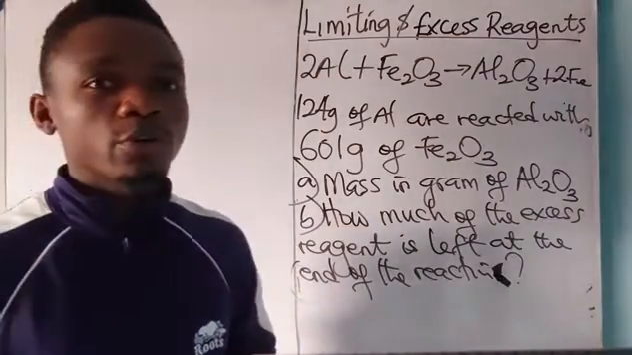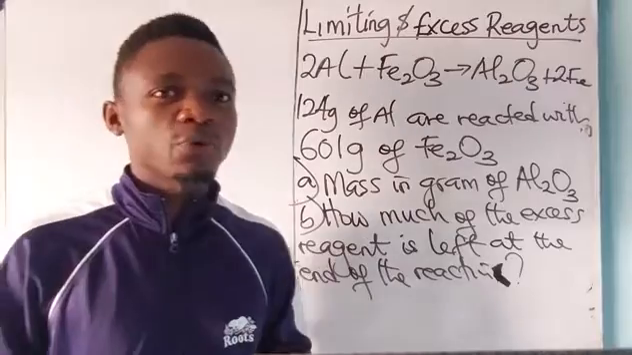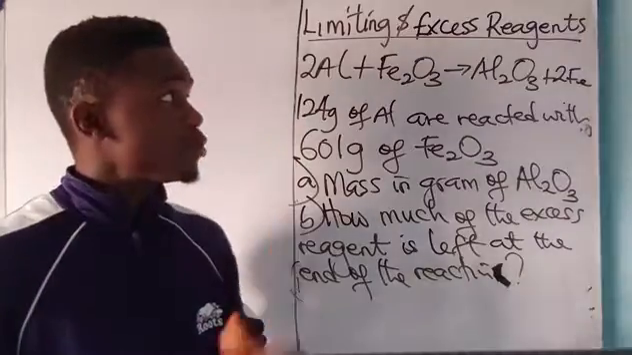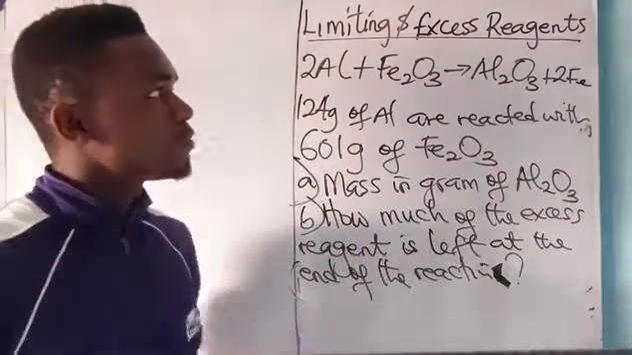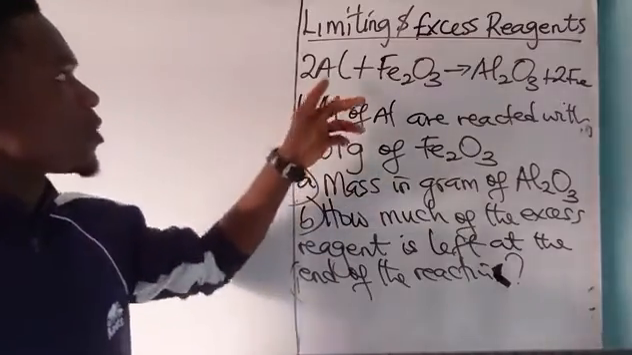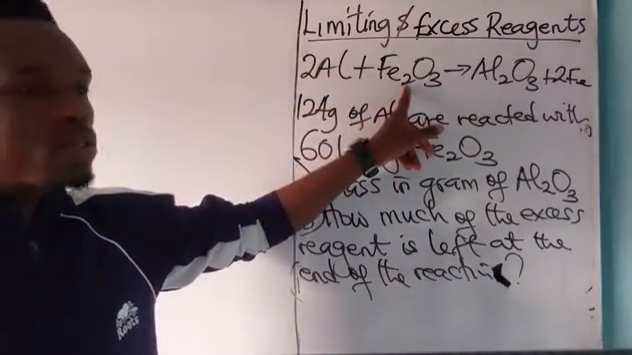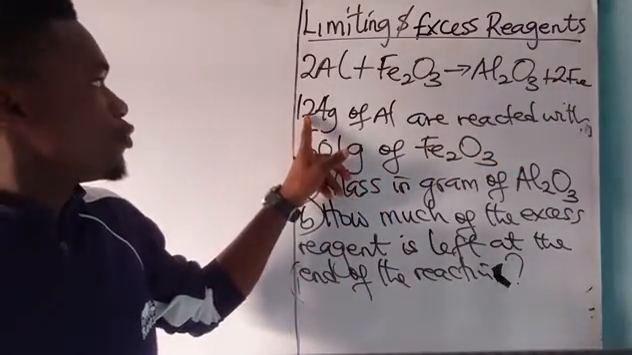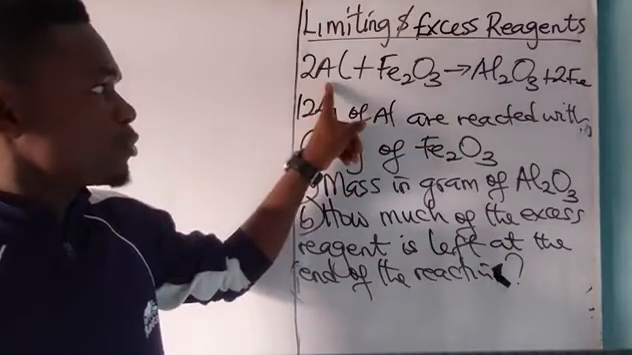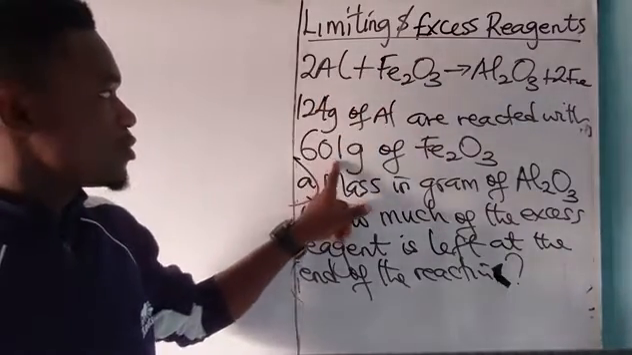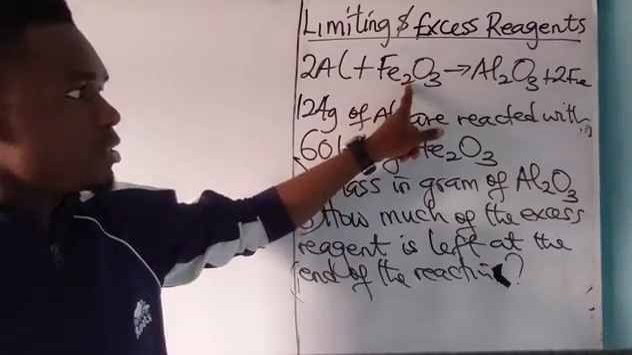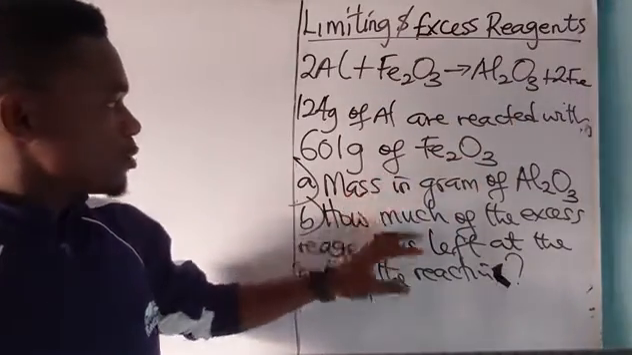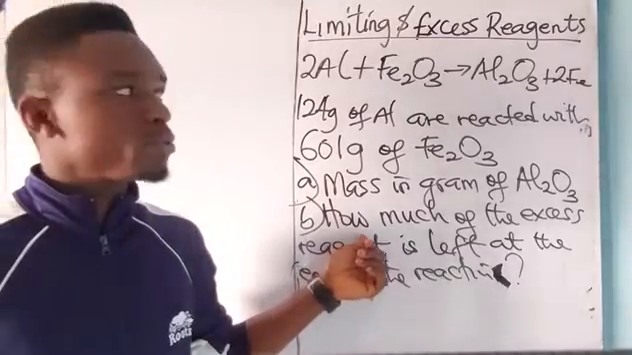In today's video, we shall be concluding limiting and excess reagent in stoichiometry. We've solved a lot of questions on stoichiometry, and this video will be the concluding part of it. So we have one of the questions on the board. It said, aluminium reacted with iron 3 oxide to produce aluminium oxide and iron. They said 124 gram of aluminium was reacted with 601 gram of iron 3 oxide to produce aluminium oxide and iron.